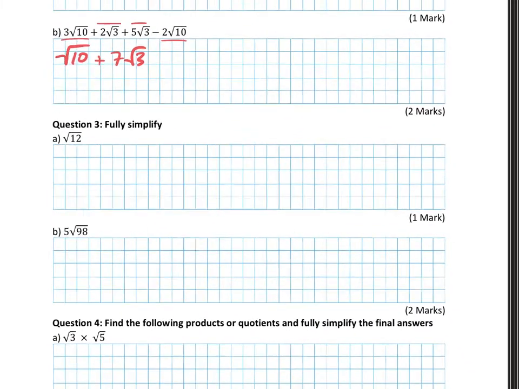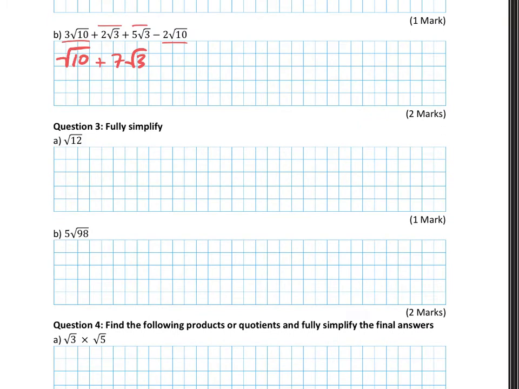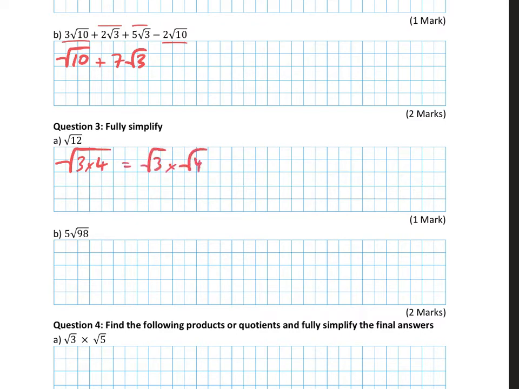Fully simplified, root 12. Well, root 12 is the same as root 3 times 4, which is the same as root 3 times root 4, which is the same as root 3 times 2, so it can be written 2 root 3.